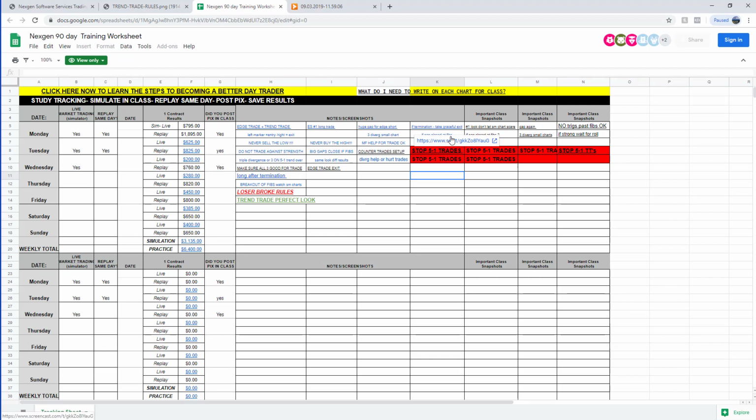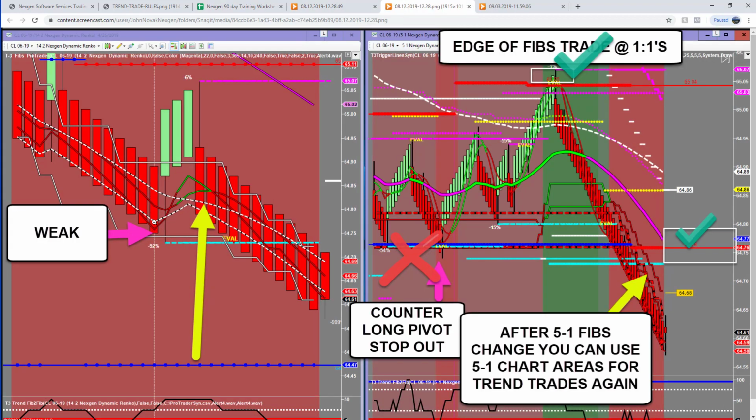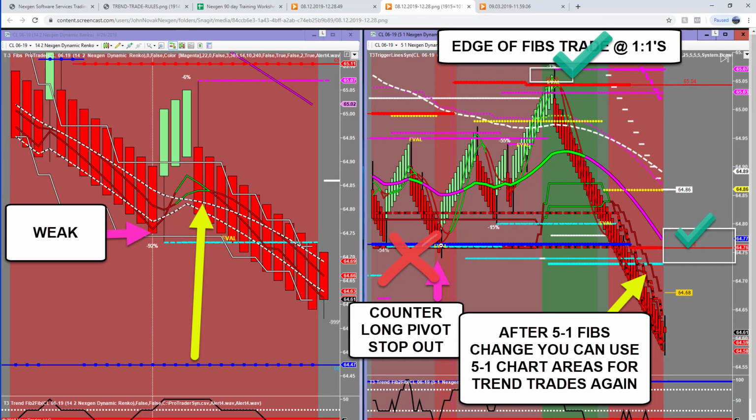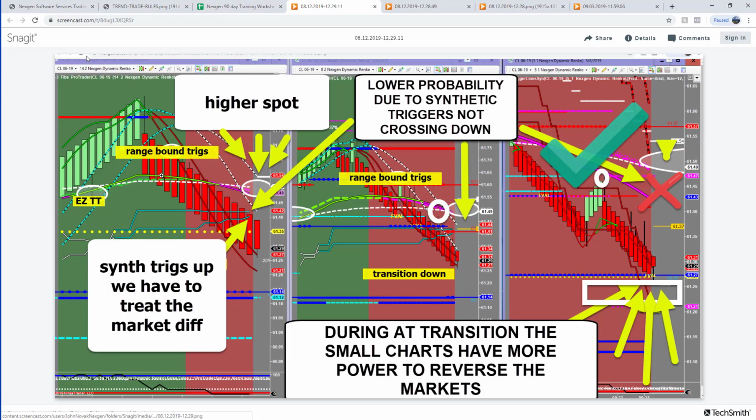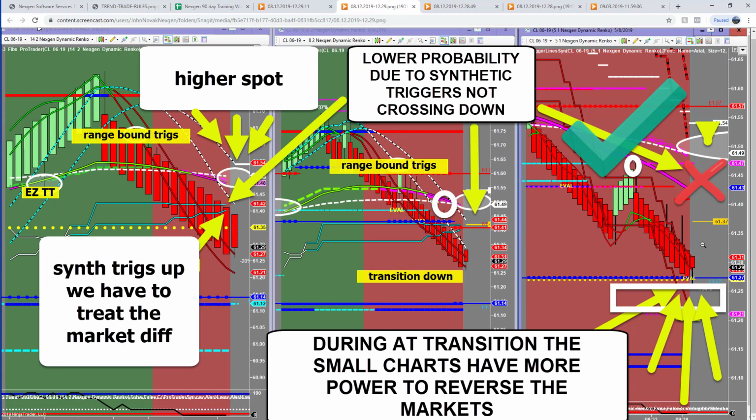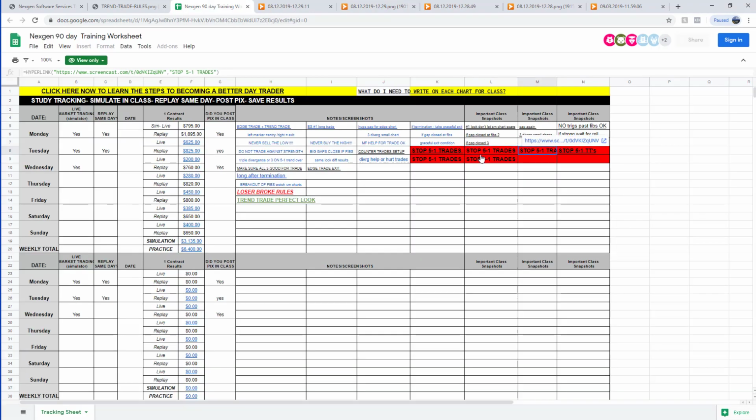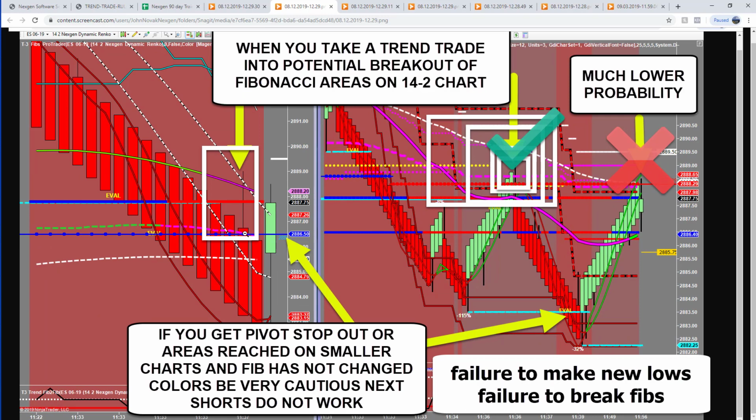But look, when to stop doing a 5-1 trend trade. If the triggers are weak on the 14-2 and you have fibs and divergence on the little chart, stop doing 5-1 trend trade shorts. If the triggers are going down again and you break fibs, then you can do 5-1 trend trade shorts. Easy enough, right? Almost every one of these is the same, but a little different. If you're in a transition and you hit fibs on the small chart, don't do any more short trades. If you're breaking through fibs on the big chart, you can do the first one. And if you get a pivot stop out or you don't break the fib by changing the color, don't do the second one. I think that's pretty easy, don't you?